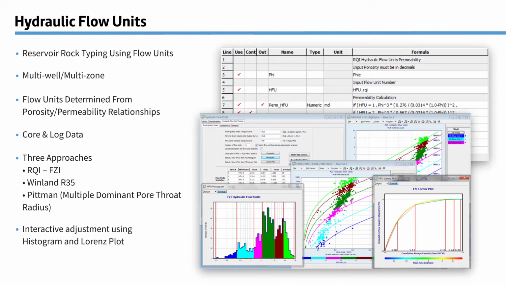The flow units are determined from porosity and permeability, which can be imported as discrete core data or continuous log data. And we have 3 industry standard approaches that we can use, 3 methodologies: RQI, Winland R35 and Pittman. And we have interactive adjustment of the histograms and Lorenz plots.